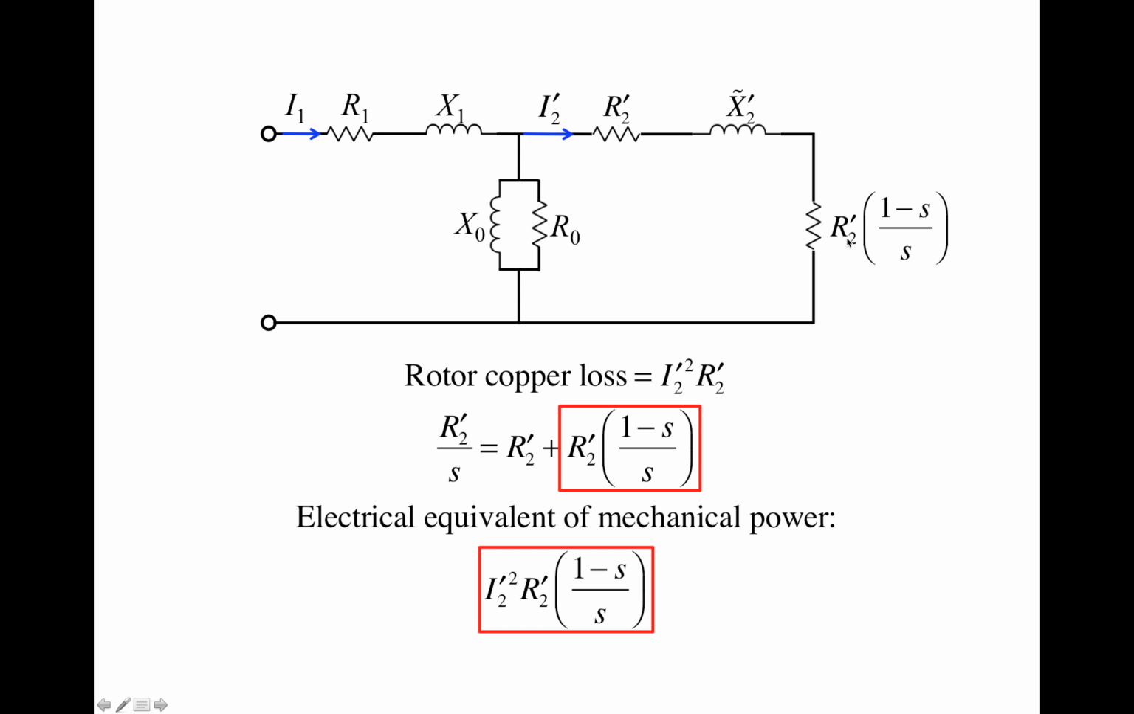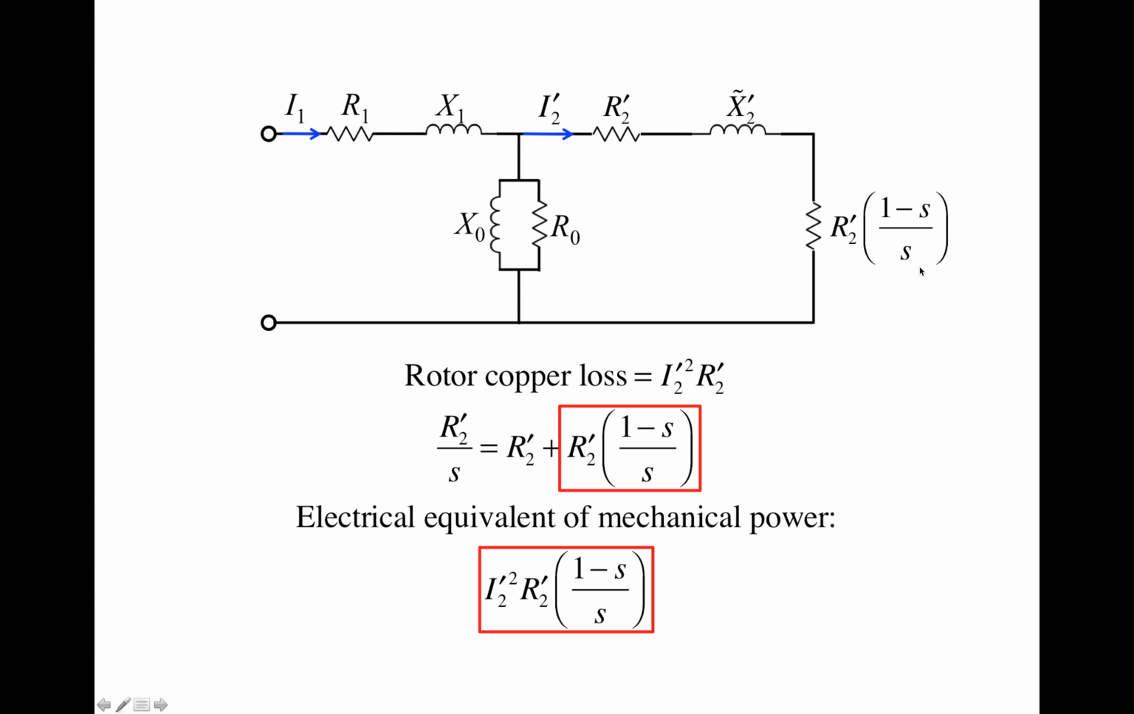And if it's working as a generator, S is a negative number, right? We talked about that in a previous video. Then the power dissipated by this fictitious resistor actually becomes negative. A negative power means it's not energy dissipated, it's actually energy generated, right? So in any case, the power on this fictitious resistor is related to mechanical power. It's either generated mechanical power, or dissipated, or used mechanical power, right?